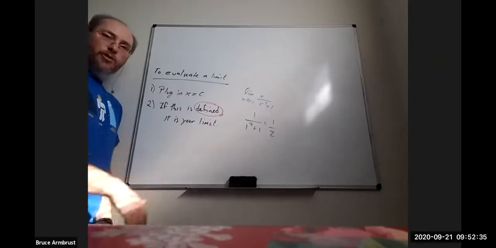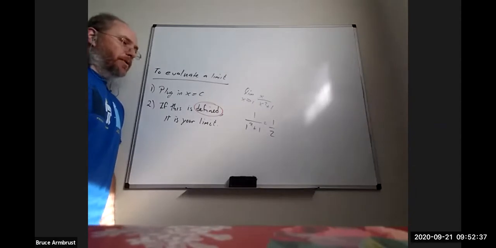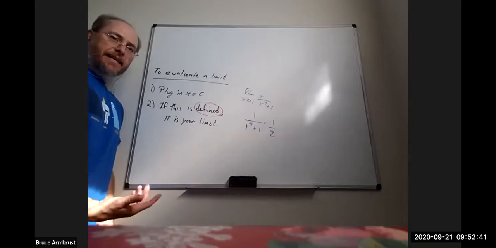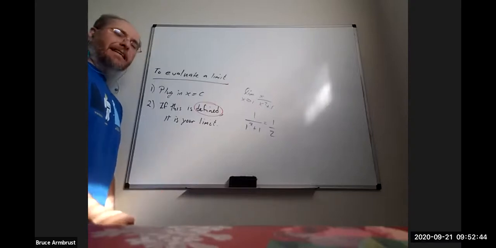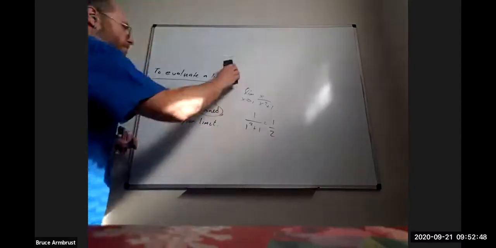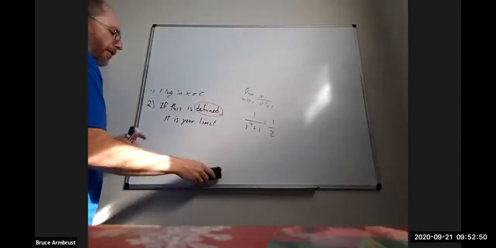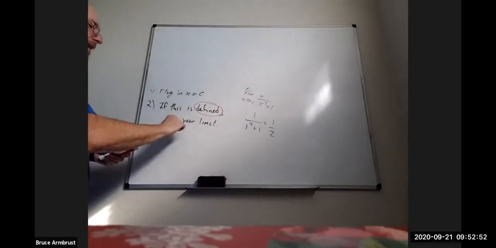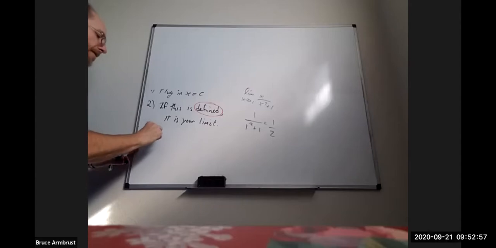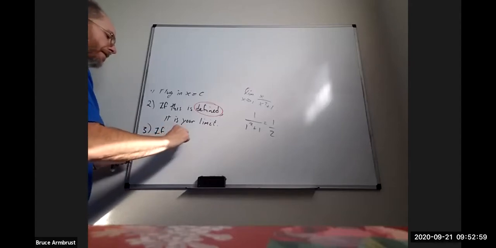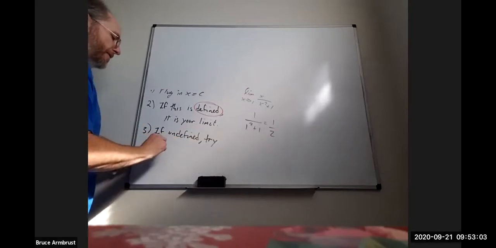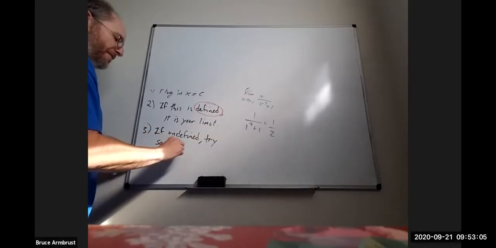So let me show you a situation like that where we run into a problem just plugging it in. And this is actually one, I don't know if it's exactly the one that we did before, but it's similar to one that we did before. All right, oh, I should probably add here. So if this is defined, then it's your limit. And then I'm going to put 3. If it's undefined, we're going to have to try something else.